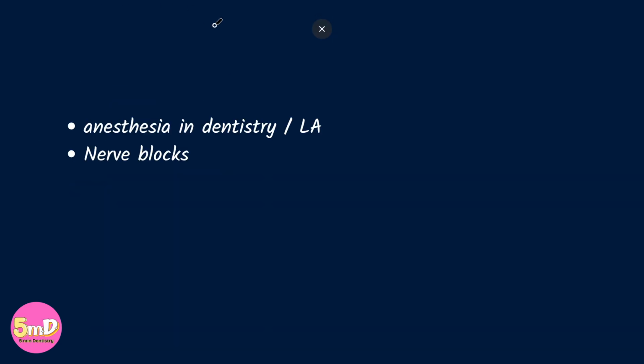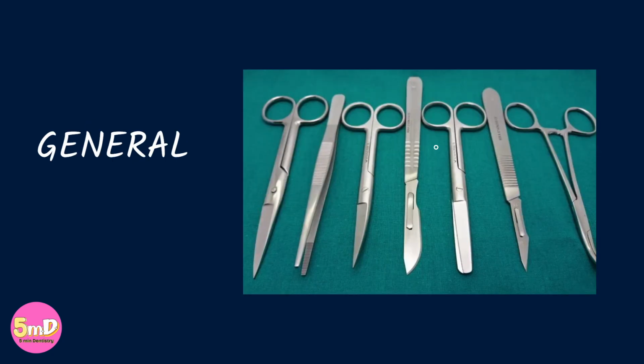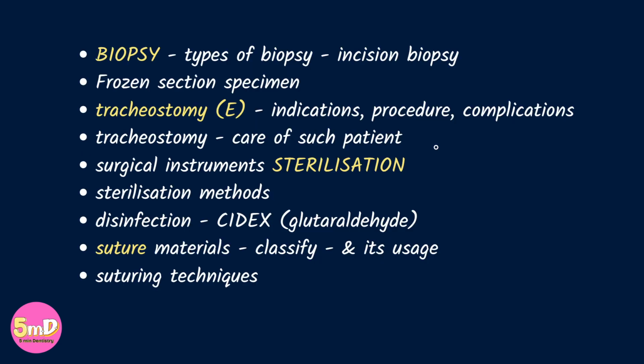Anesthesia, in which only two questions have been asked, like anesthesia and dentistry, or local anesthesia and nerve blocks. You should also know about pre-anesthetic medication, and what instructions are to be given before anesthesia. So those things are common. The final chapter is general topics related to surgery.